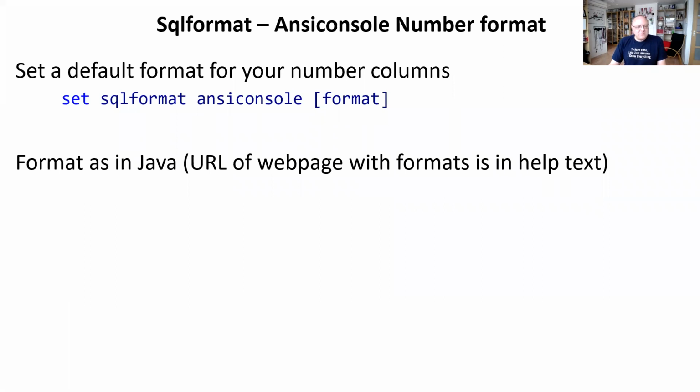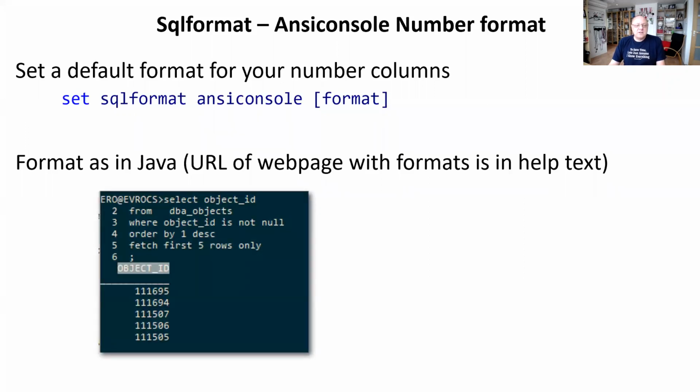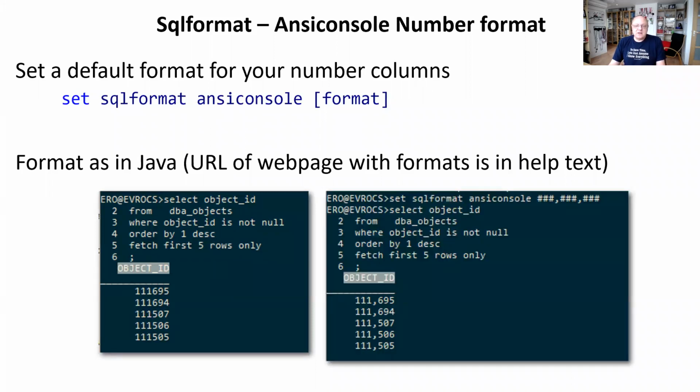Number format. You can also have a default number format. If you do Ansiconsole and you give it a format in the formatting of Java, then every number column that you select will have this format. This is what you normally get if you select a number column, and this is what you can have if you use this format. But remember, this will, as of that moment, happen to every number column that you select. So even if you have an ID or whatever, this will be the format that is used. An ID, currency, whatever.